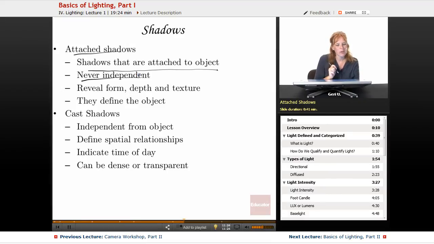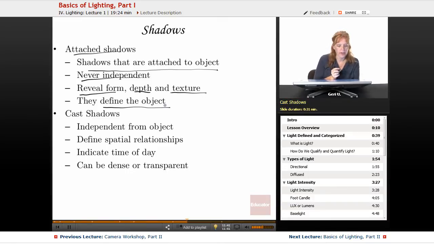These are really, really important. The attached shadow is what actually reveals the form, the depth, and the texture. They define the object. They allow our brains to figure out what we're looking at. It's those attached shadows.